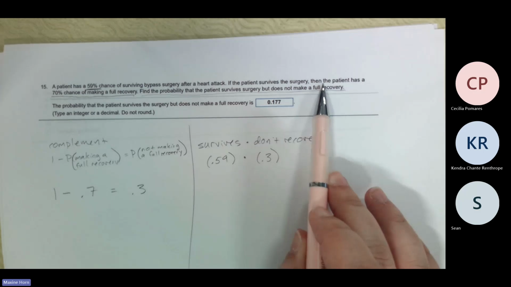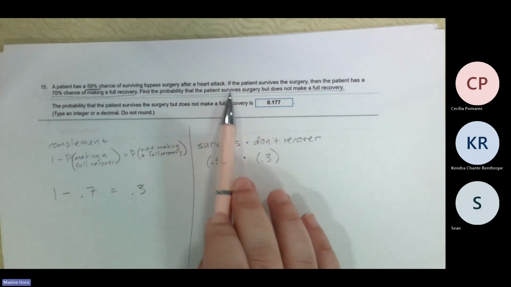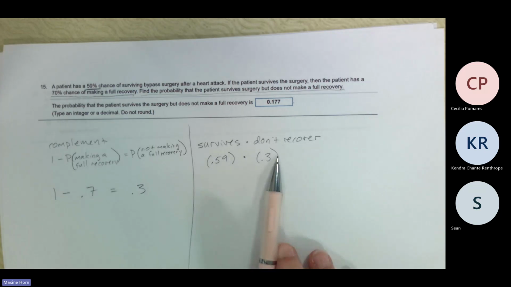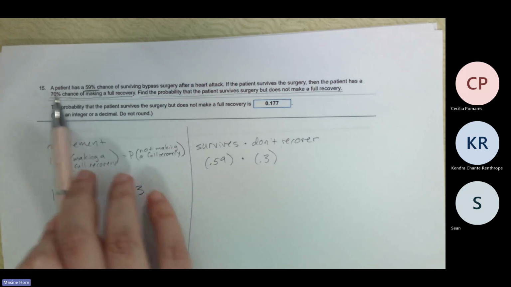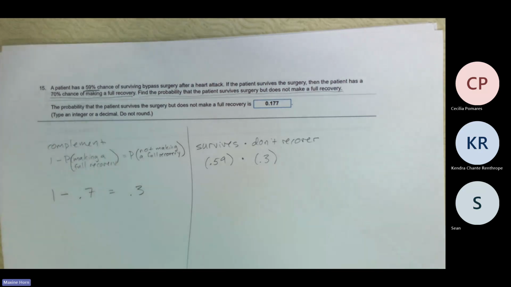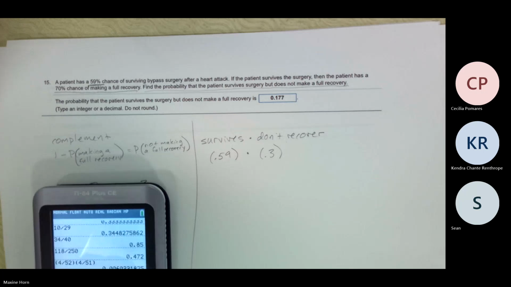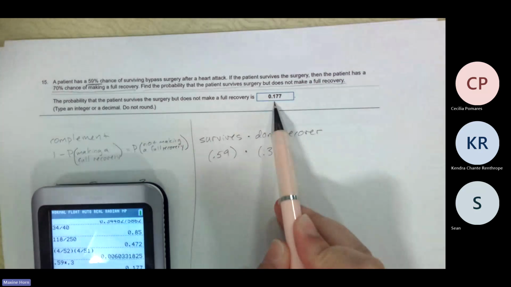So again, it's asking to find the probability that the patient survives the surgery and then doesn't recover. So we're going to multiply those two together. They gave us this. In order to find this, we had to find the complement of what it gave us. So plug that in. And that's how we're getting the 0.177. Okay.